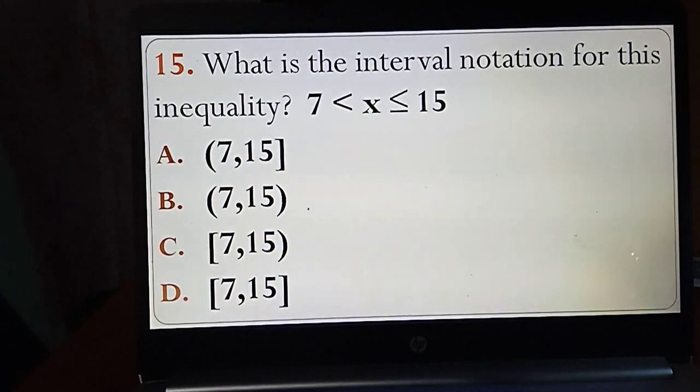Letter B, 7 is excluded, 15 is excluded. Letter C, 7 is included, 15 is excluded. Letter D, both 7 and 15 are included. So the answer is letter A. Okay, correct.